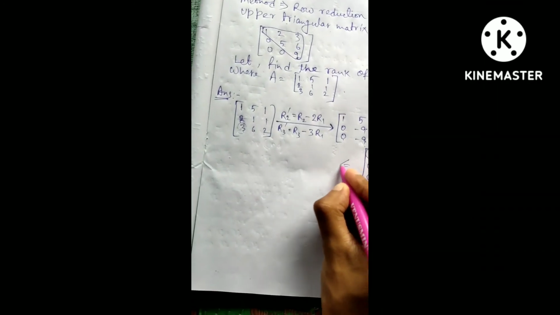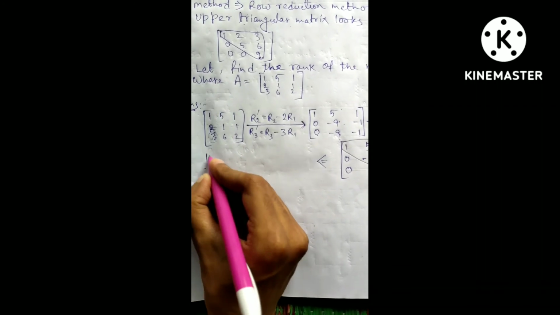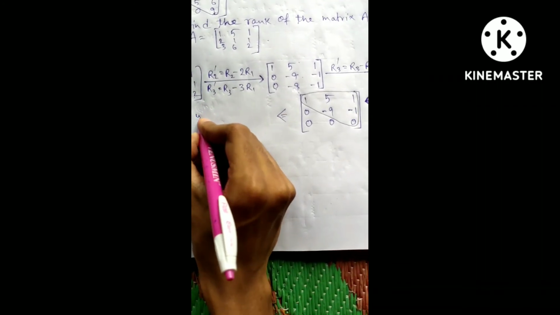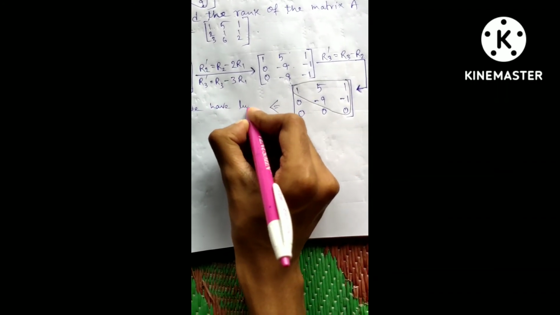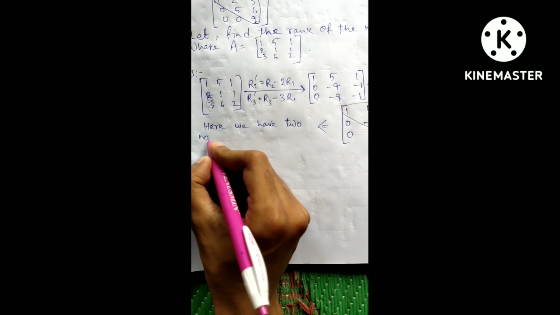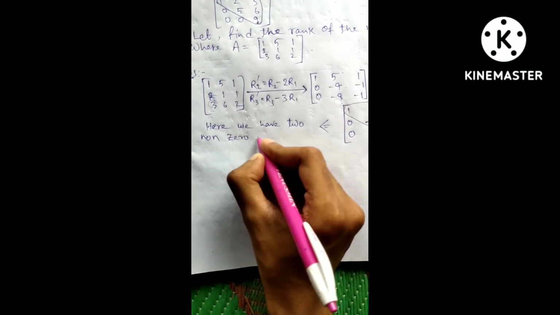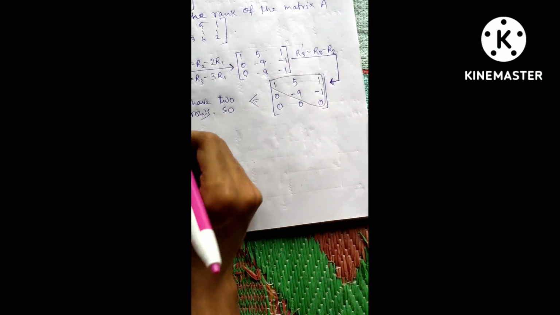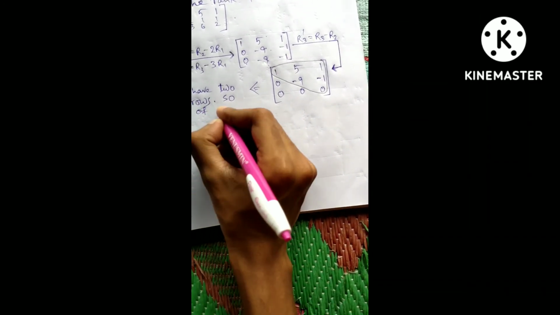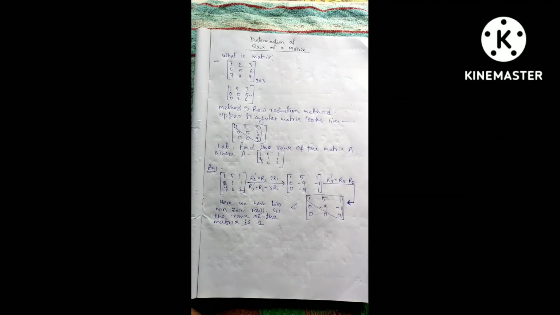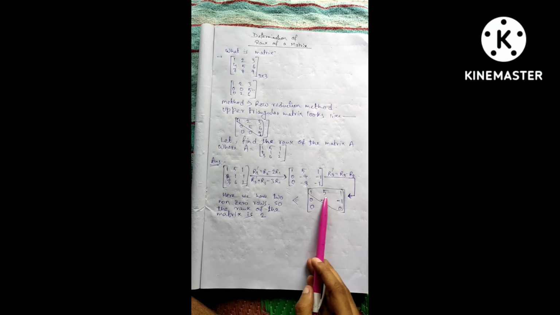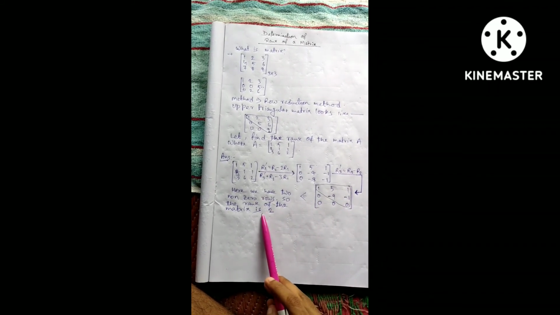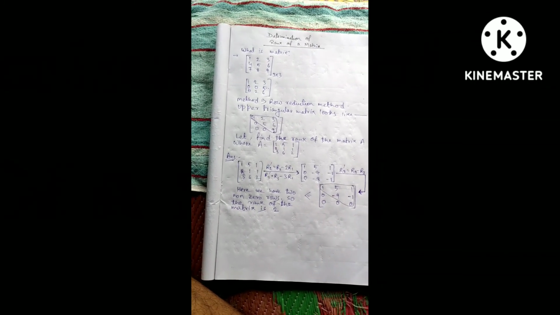Okay? So here we have two non-zero rows and one zero row, so the rank of the matrix is 2 and it is determined.